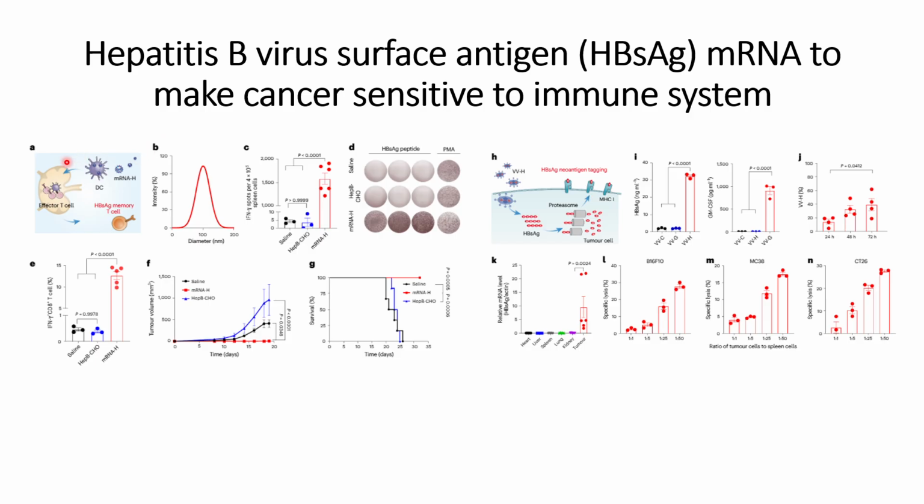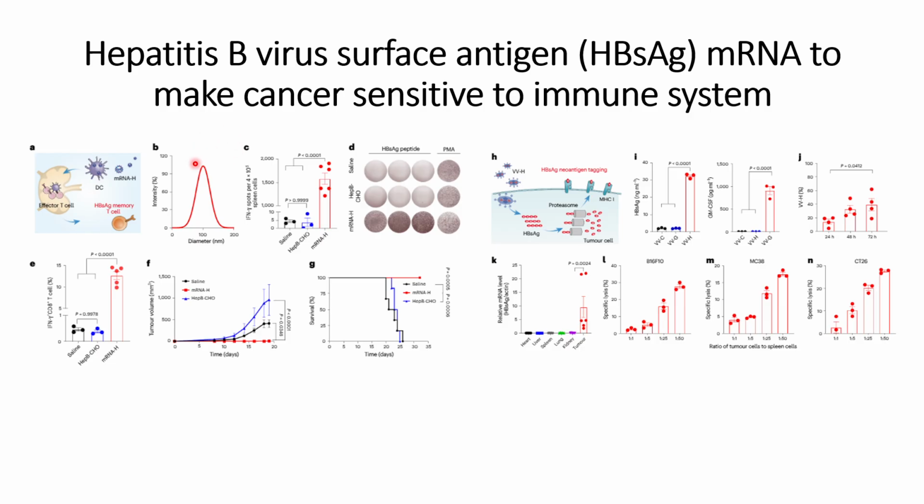So the idea is shown here: once this mRNA-H, as they call it, is recognized by these antigen-presenting cells, it will cause effector T cells to form that can target these HBsAg antigens, or hepatitis B virus surface antigens.